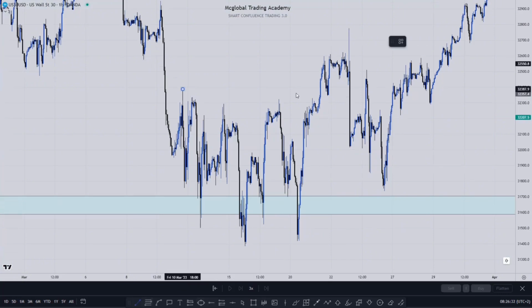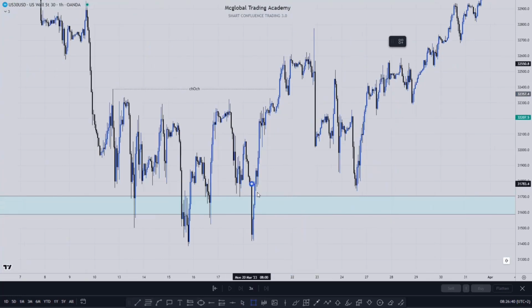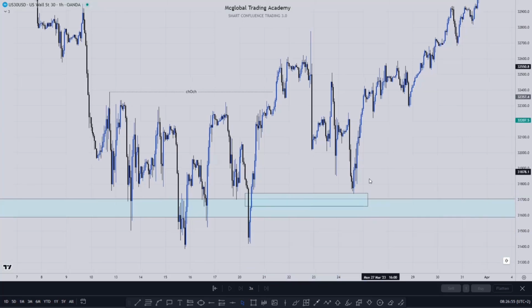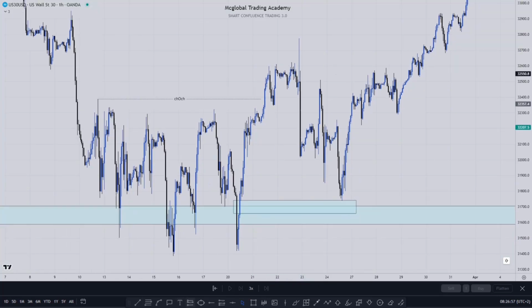So here you can see that was a major change of character after taking one zone. Change of character there. After they changed that character, all you now need, for example, this was our supply. This was my last supply zone. I can also see that I have a fair value gap right here. You could have marked the fair value gap as well as the supply like that. They tapped the fair value. So this was a sniper entry as well here.